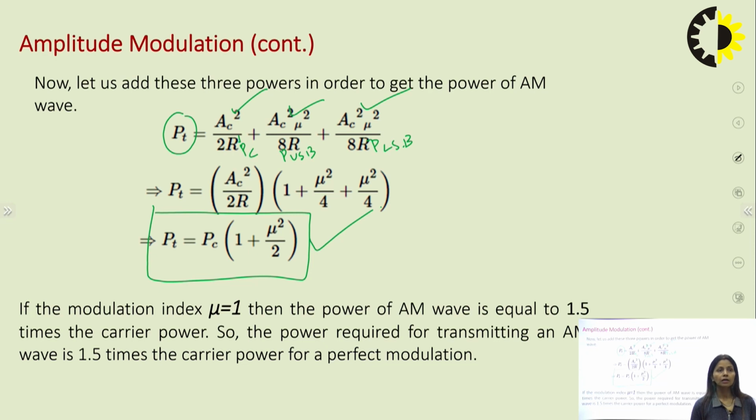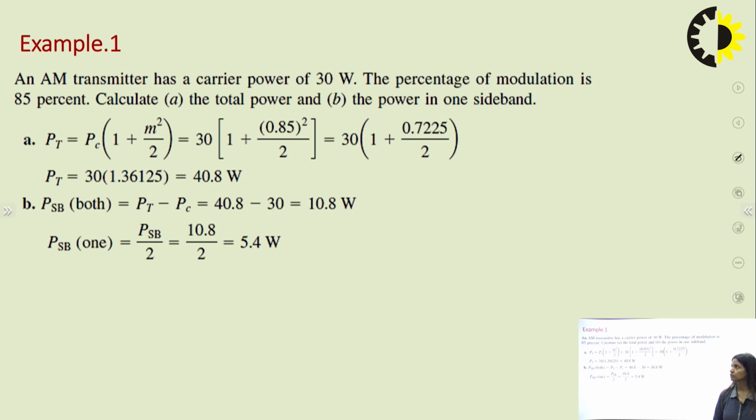Now coming to the numerical of the amplitude modulation, we will solve one numerical based on this. The AM transmitter has a carrier power of 30 watts. What is given? The PC is given. PC is equal to 30 watts. The percentage of modulation is 85%. That means mu should lie between 0 to 1. So instead of writing 85, I will write 0.85, because I know that mu is between 0 and 1. So I will take mu is equal to 0.85.